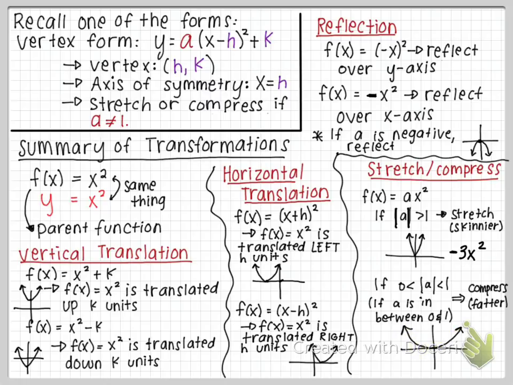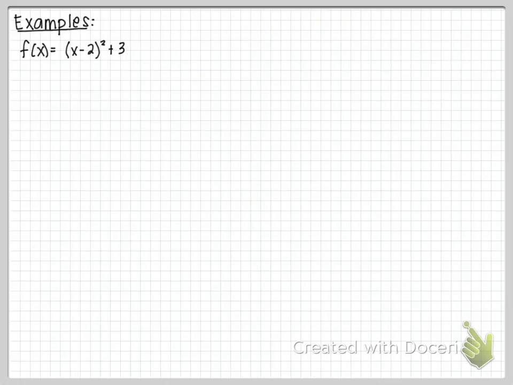Okay, so let's put some of these with examples so you can see how this all works, okay? So f of x equals (x minus 2) squared plus 3. This is the first example. We're going to see how this transforms. So let's look first at this negative 2. Remember when it's inside the parentheses.